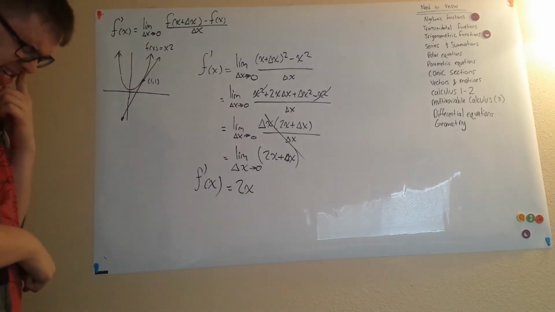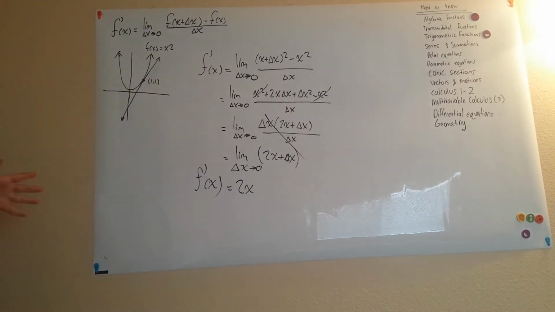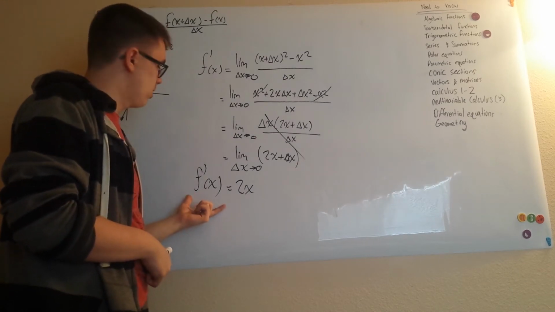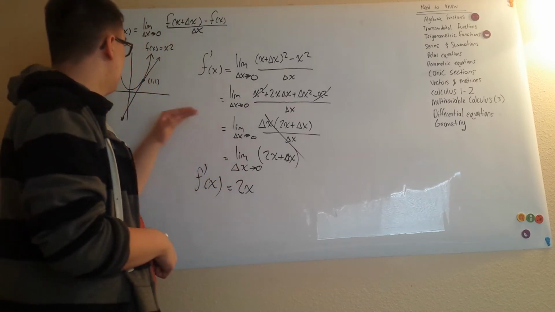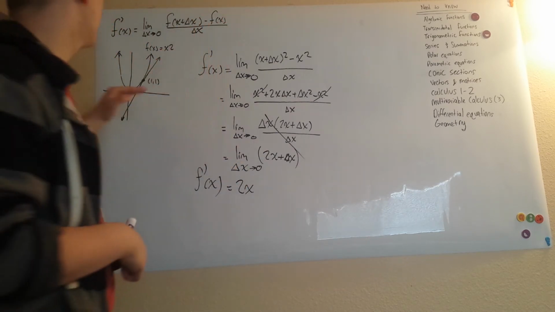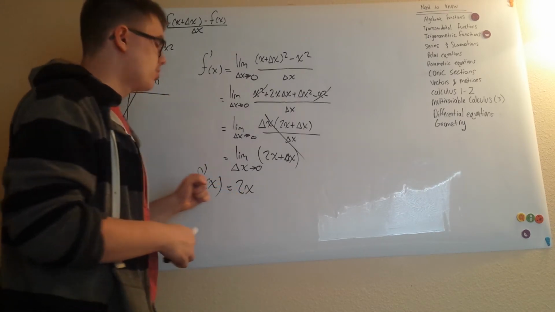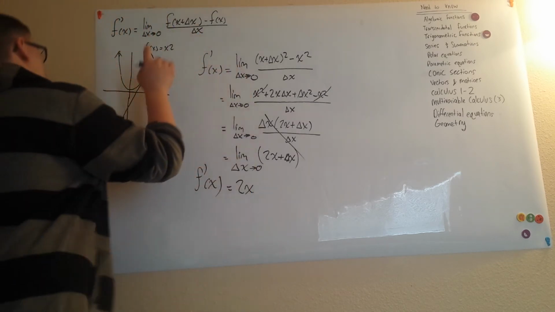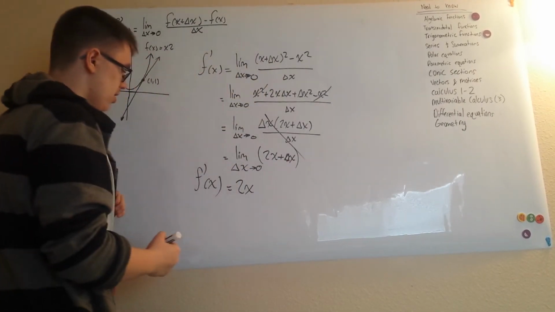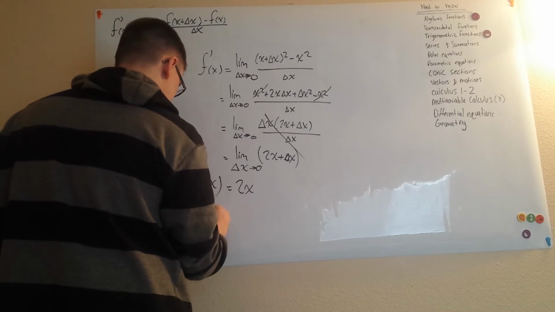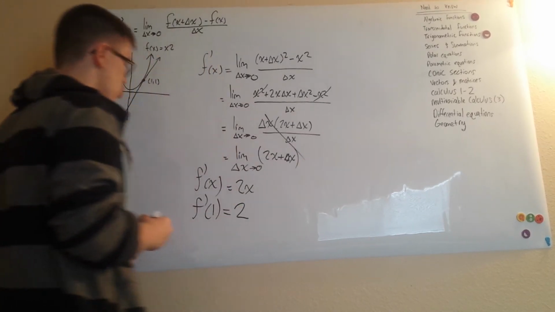Wait, this is the slope of the tangent line? It's a function of the slope of all the possible tangent lines for every x value. That's pretty cool. So if we want the slope of the tangent line at x equals 1, we can just plug in 1. So f prime of 1, the slope of the tangent line at 1, is 2.